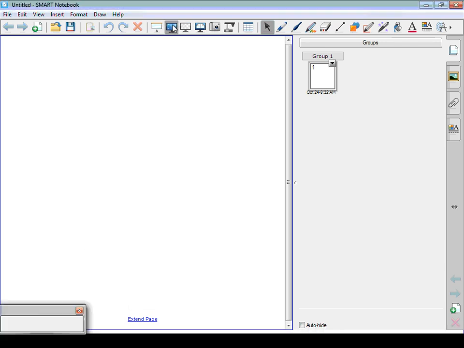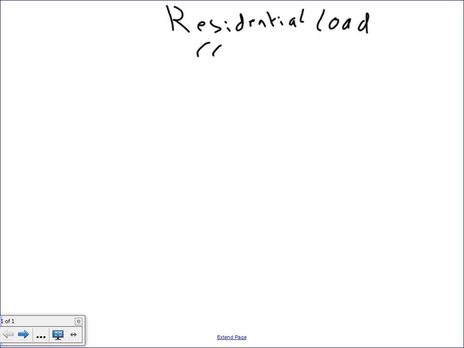And start load calculation, residential. Okay. Residential load calculation. Example.